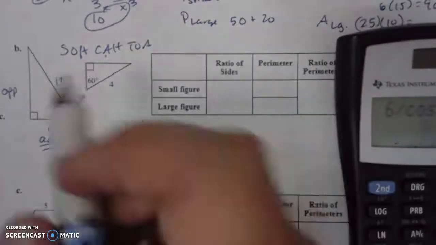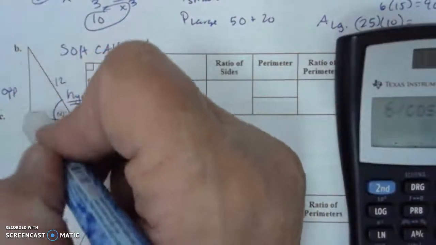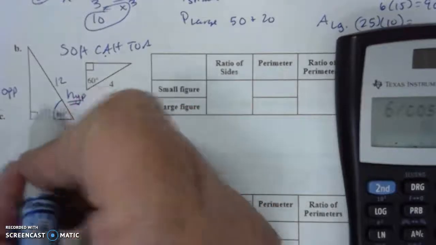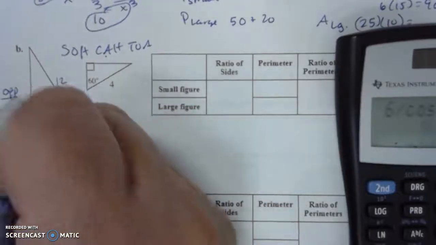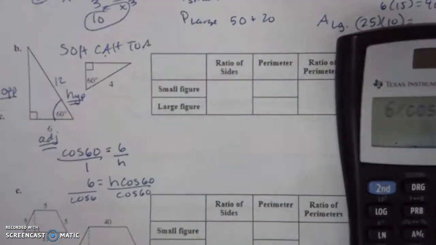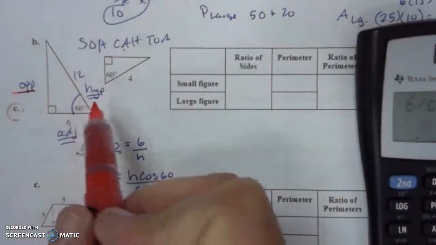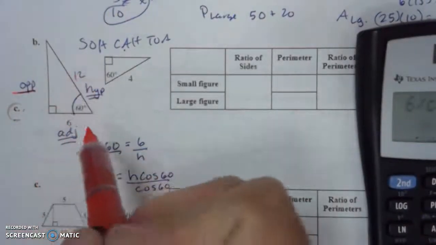Okay. And then I need this side over here. I'll just go ahead and do the same thing. I now need the opposite. I'll do it in a different color. I now need the opposite, and I can either use the 12 or the adjacent.